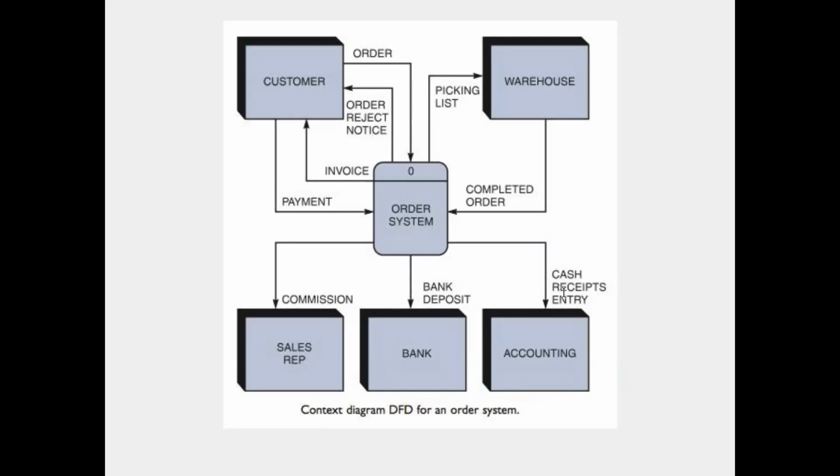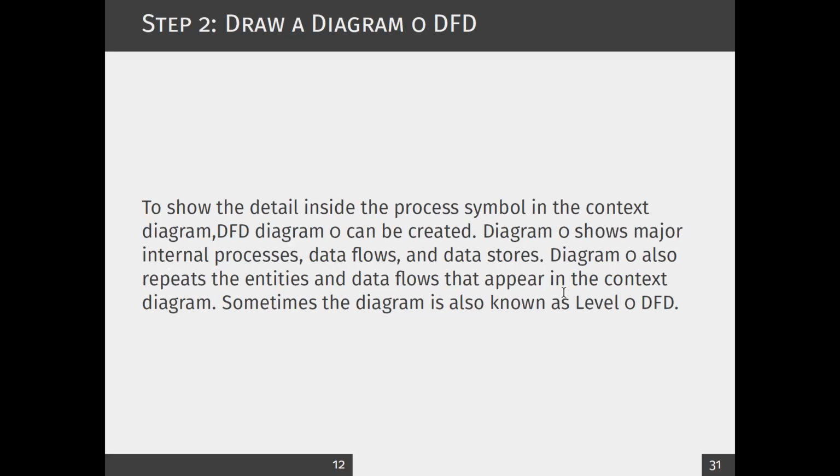Right. Now let's look at drawing the second level. We can say diagram 0 DFD or level 1 DFD. Both terms are used to represent the second stage of the context diagram. To show you the details inside the process symbol, we can create the diagram 0 or level 1 DFD, and this will show major internal processes.